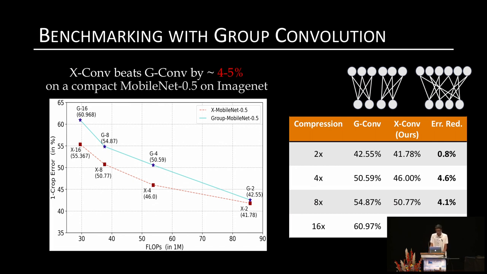We compare our connectivity graph with the popularly used group convolutions. So we train a MobileNet 0.5 on ImageNet and replace the 1x1 convolutions with grouped and expanders, and we compare the both. We see that our results are consistently better by 4 to 5% on ImageNet.